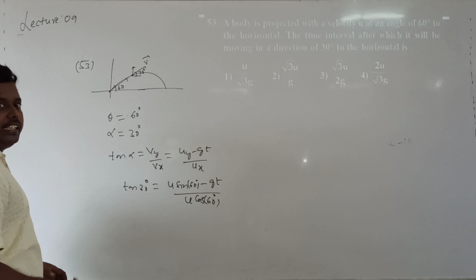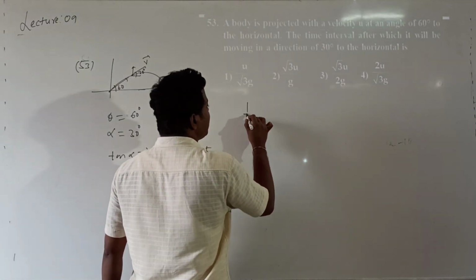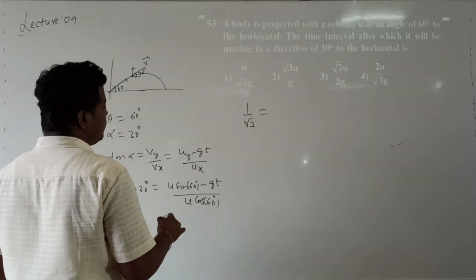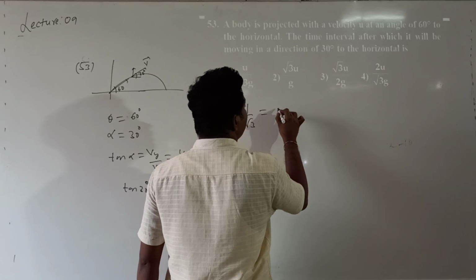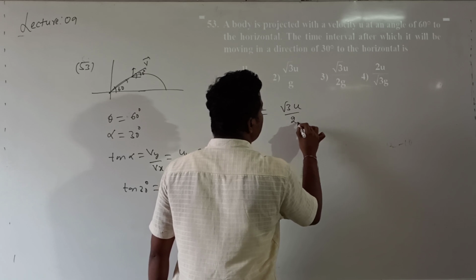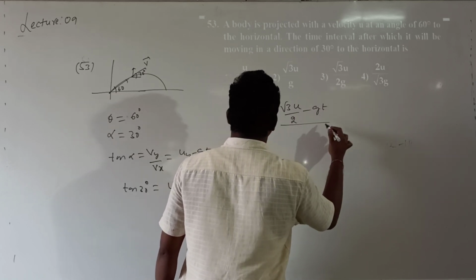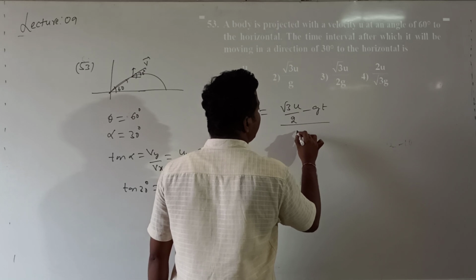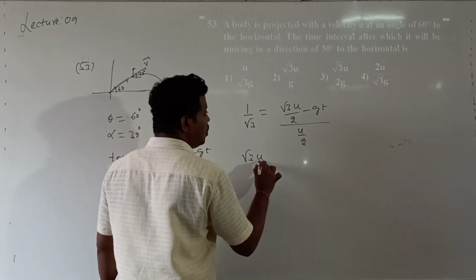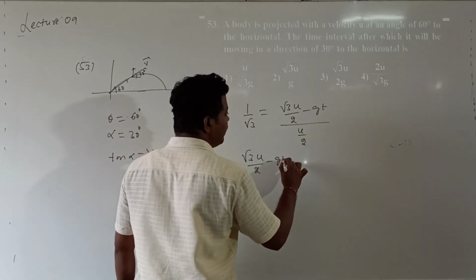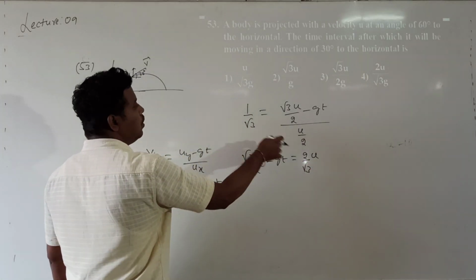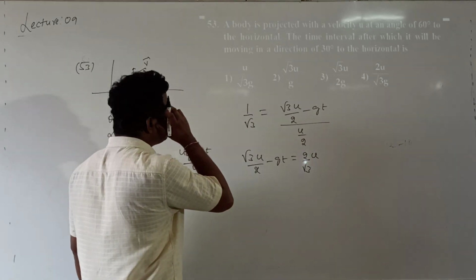So then what is the value of tan 30 degrees? Tan 30 degrees is equal to 1 by root 3. So 1 by root 3 is equal to, what will I get here? u into sin 60 degrees, where sin 60 is root 3 by 2, that is root 3 u by 2 minus g into t, divided by u into cos 60, which is 1 by 2, that is u by 2. Now cross multiply, what will I get? Root 3 u by 2 minus gt will be equal to 2 divided by root 3 into u. Correct? 2 will go to the numerator.